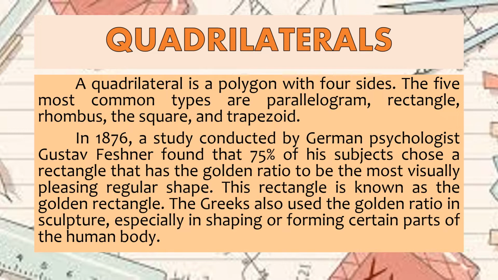In 1876, a study conducted by German psychologist Gustav Fechner found that 75% of his subjects chose a rectangle that has a golden ratio to be the most visually pleasing regular shape. This rectangle is known as the golden rectangle. The Greeks also used the golden ratio in sculpture, especially in shaping or forming certain parts of the human body.